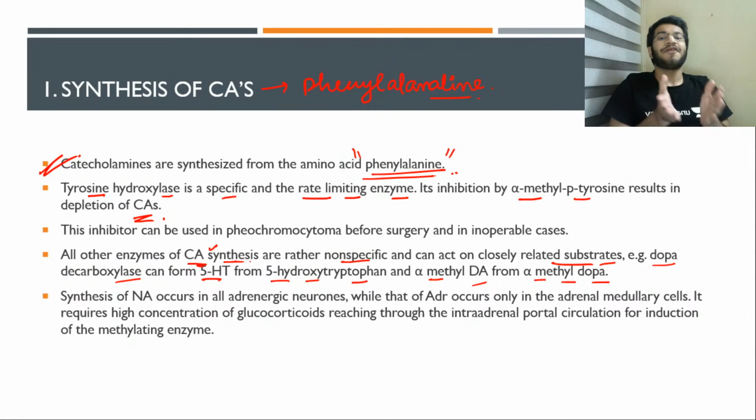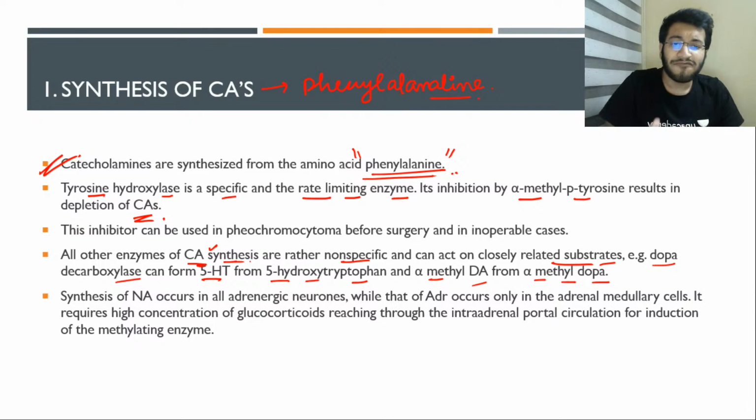So synthesis of Na occurs in all the adrenergic neurons, while that of adrenaline occurs only in the adrenal medullary cells, and it requires a high concentration of glucocorticoids reaching through the intra-adrenal portal circulation for induction of the methylating enzyme.